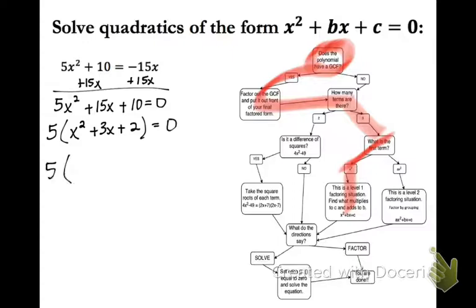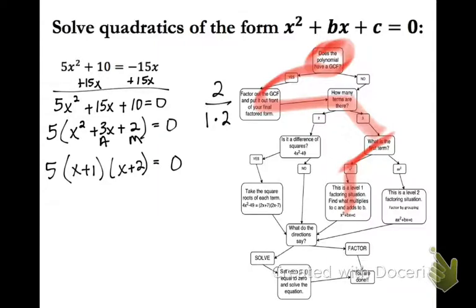Okay, so now we're going to figure out what multiplies to our C term and what adds to our B term. So 2, writing out all the factors of 2, it's a pretty long list here. 1 times 2, and that's about it. 1 and 2 multiply to 2 and they add to 3. So we have x plus 1 and x plus 2.